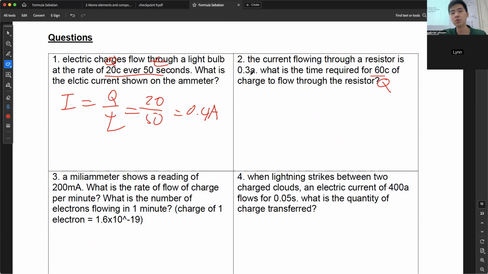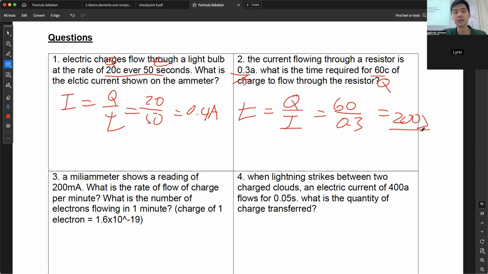Once again, this is your Q, this is your I. You're looking for the time, right? Time will be basically Q over I, right? Which is basically 60 divided by 0.3 and you get 200 seconds, right?